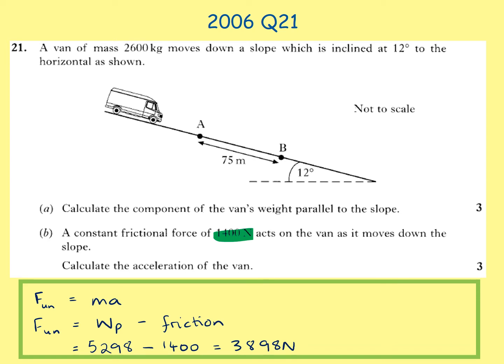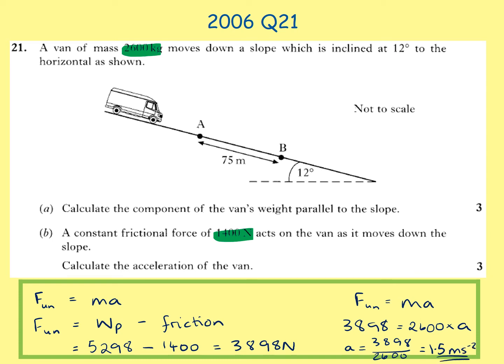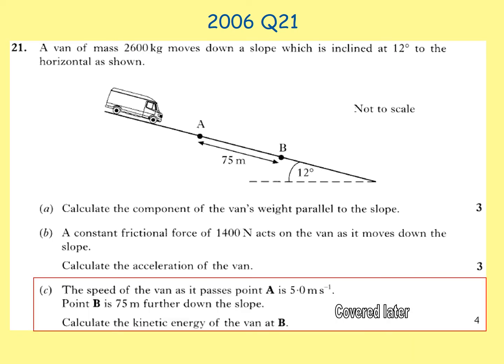Now we can go back to our unbalanced force equaling mass times acceleration. So 3,898 equals our mass, which is up here, that's 2,600, multiplied by our acceleration. Rearrange this. 3,898 divided by 2,600 gives us a final answer of 1.5 meters per second squared. And part C, already mentioned that this will be covered later in the course.